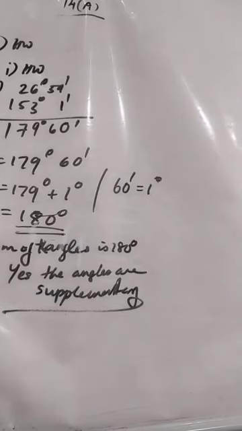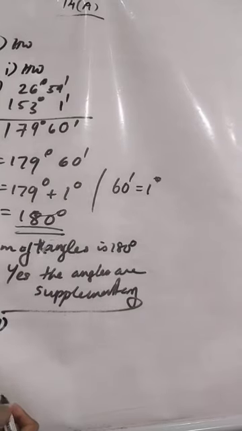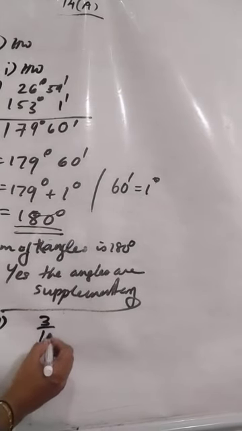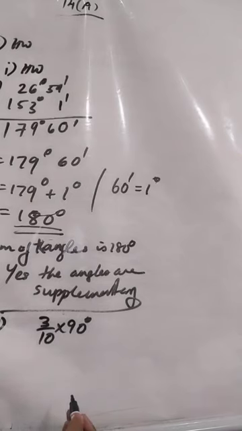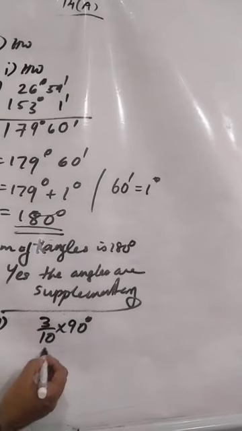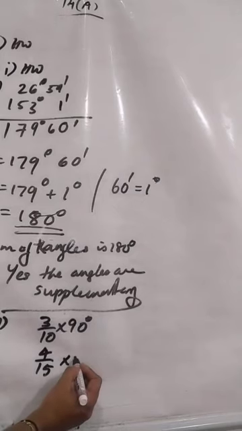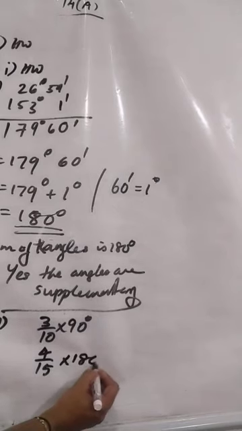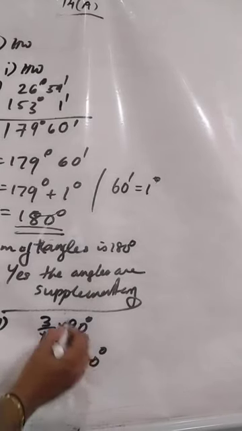Next question, third one. 3 by 10 of a right angle and 4 by 15 of two right angles. 3 by 10 of right angle means 90 degree, 3 by 10 into 90 degree. And 4 by 15 of two right angles. Two right angles means 90 plus 90, no? That is 180 degree. Find it out.